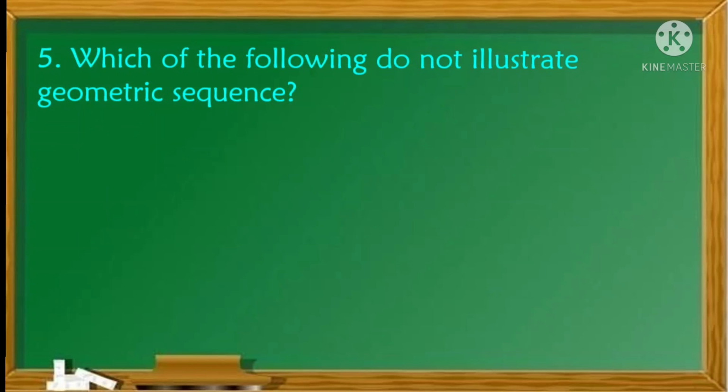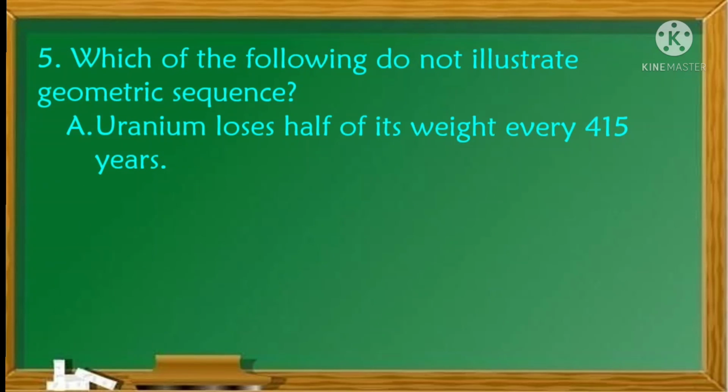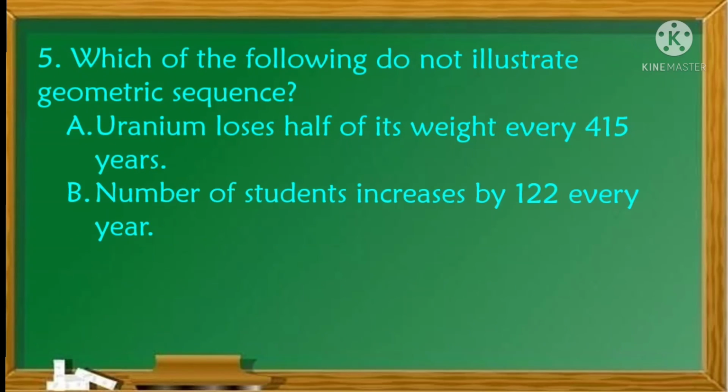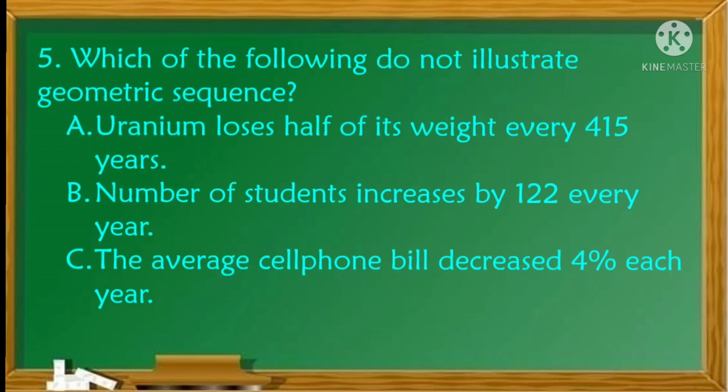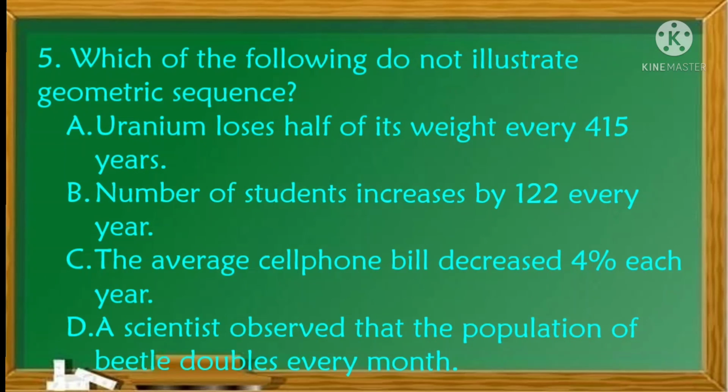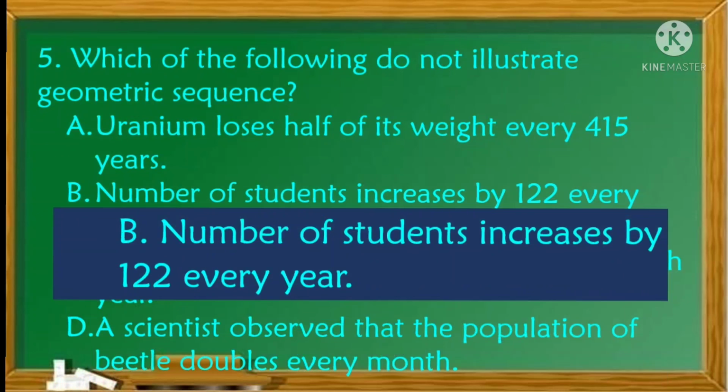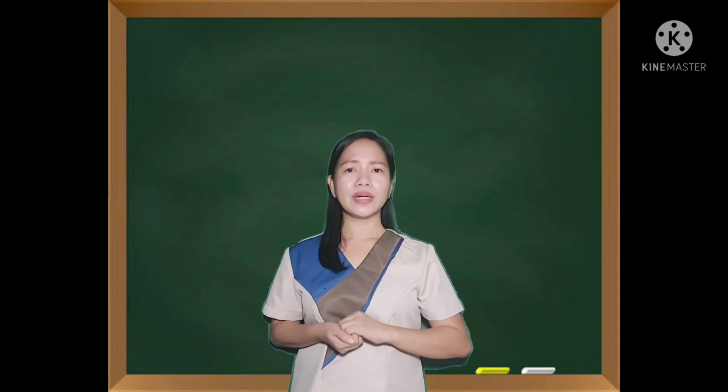Which of the following does not illustrate a geometric sequence? A. Uranium loses half of its weight every 415 years. B. Number of students increases by 122 every year. C. The average cell phone bill decreases 4% each year. And D. A scientist observed that the population of beetles doubles every month. Answer.